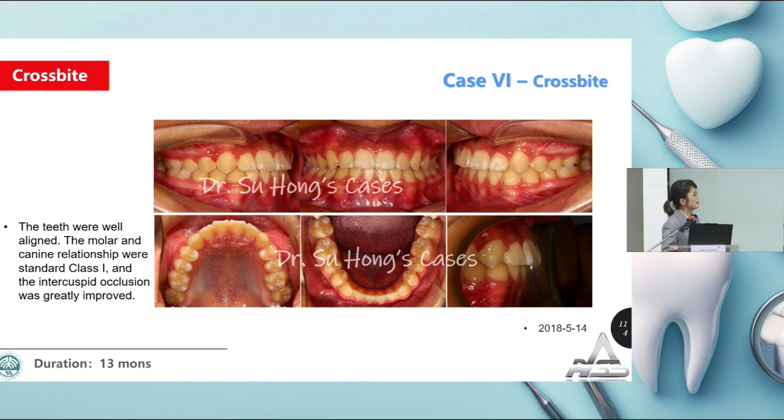We changed a boy, and the teeth were well aligned, molar and canine class 1. The intercuspid occlusion was greatly improved. We can see proclined upper incisors because of the compensative treatment of PASS. And we can see the curve of Spee. The curve of Spee will correct the forward tipping molars.